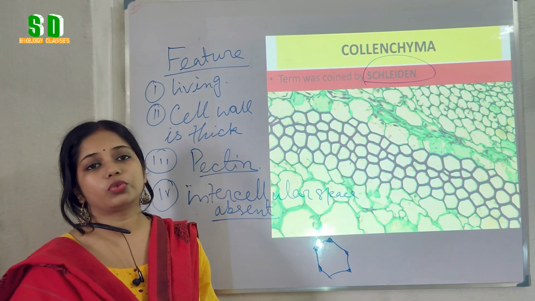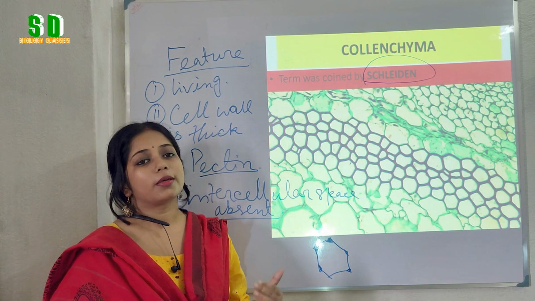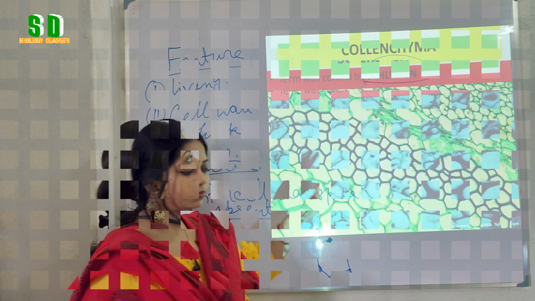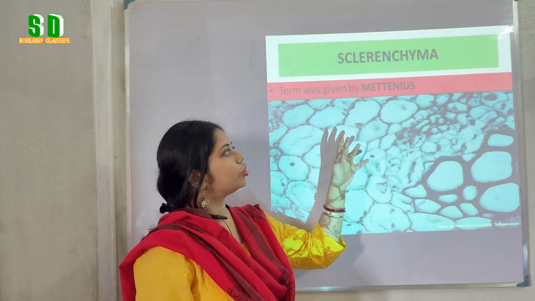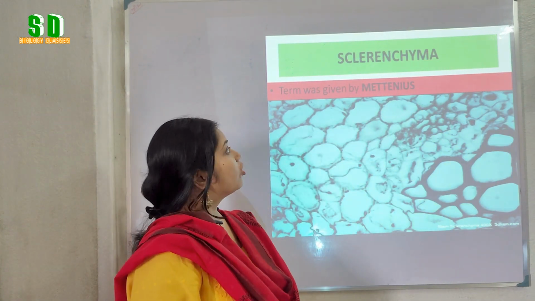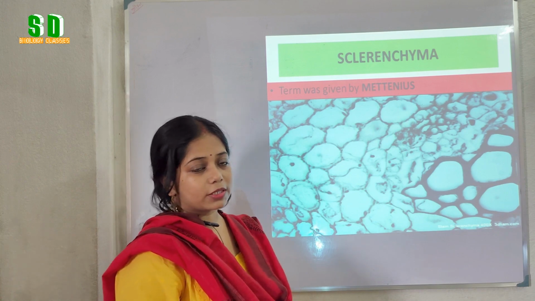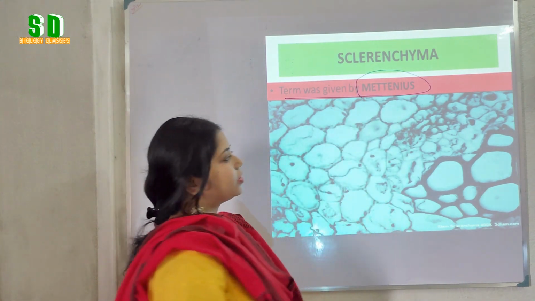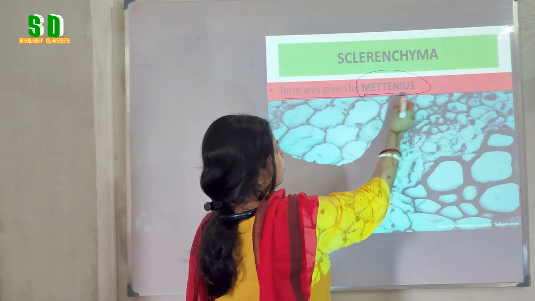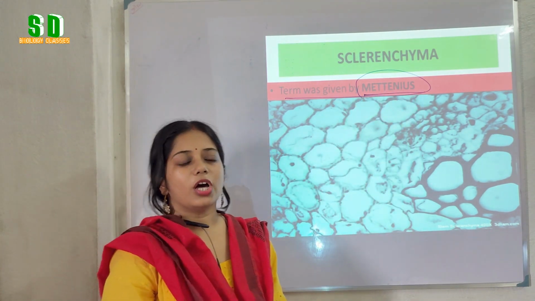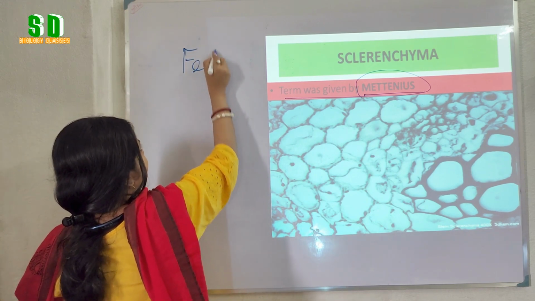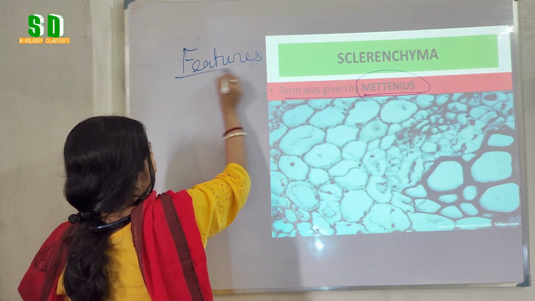Now we are going to know about the third type of simple permanent tissue, that is sclerenchymatous tissue. Now students, see, this is the picture of the sclerenchymatous tissue. Who has coined the term Sclerenchyma? The term was given by Mettenius. Now we are going to know about the basic features of the sclerenchymatous tissue.